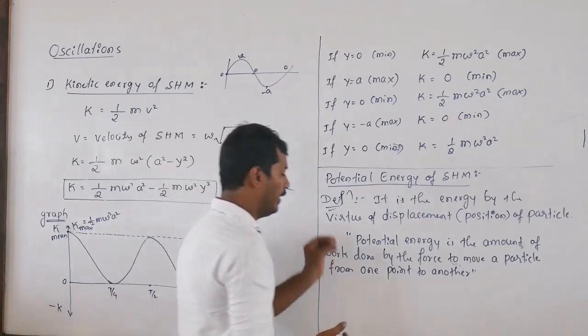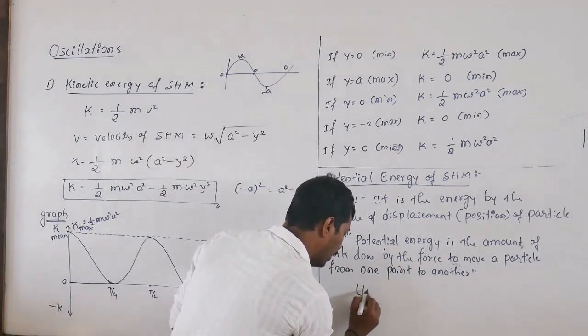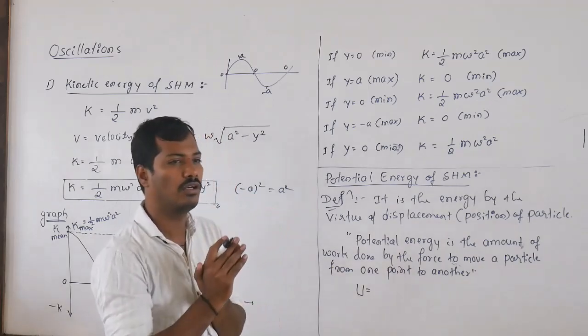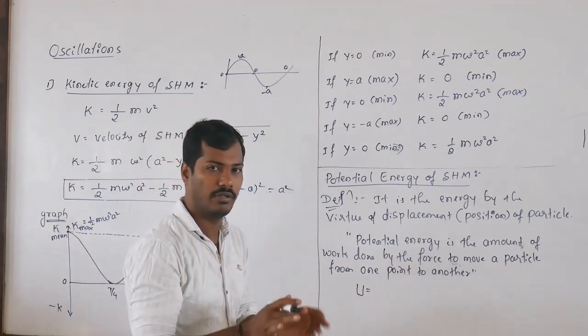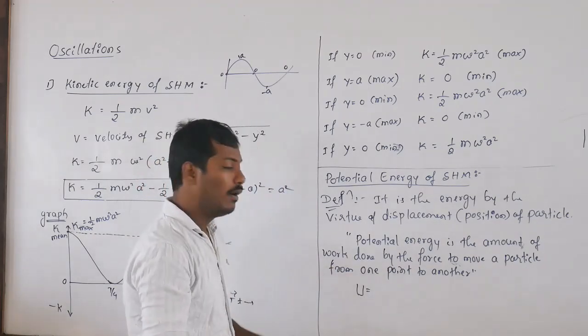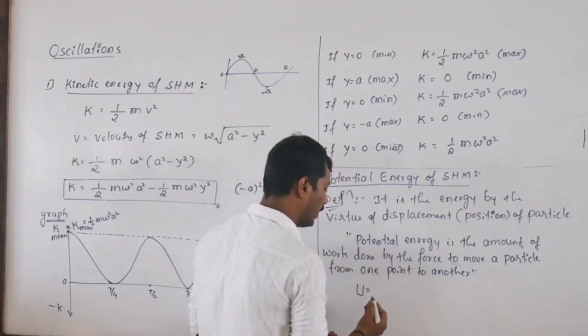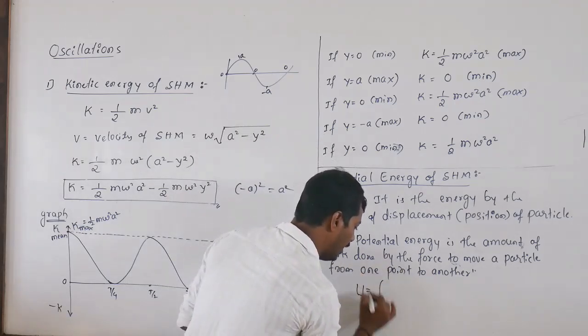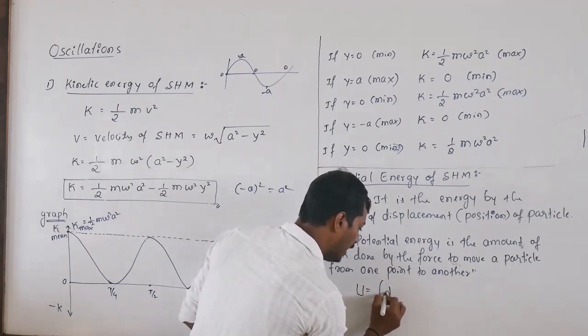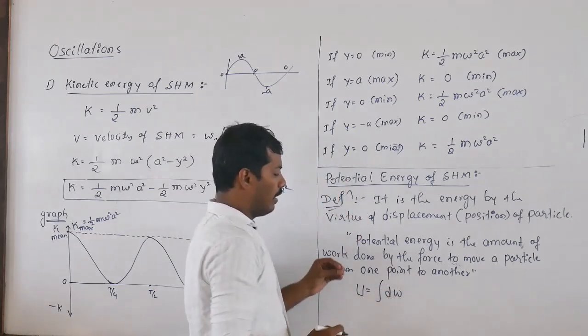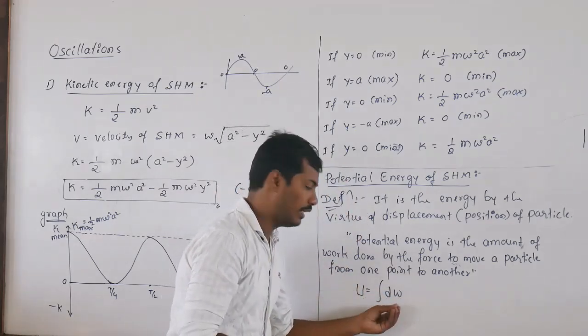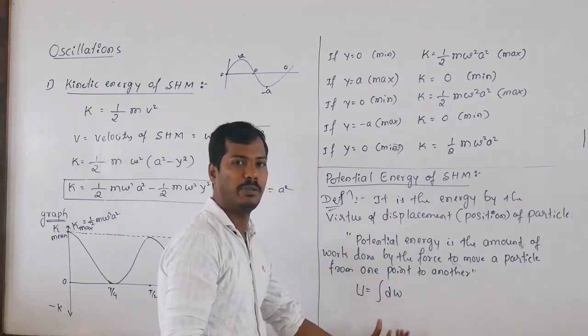The potential energy is nothing but the total amount of work. We have to take the total amount of work, but this total amount of work is nothing but the integration of the change in work done. I already told you, taking one example, that is the spring.